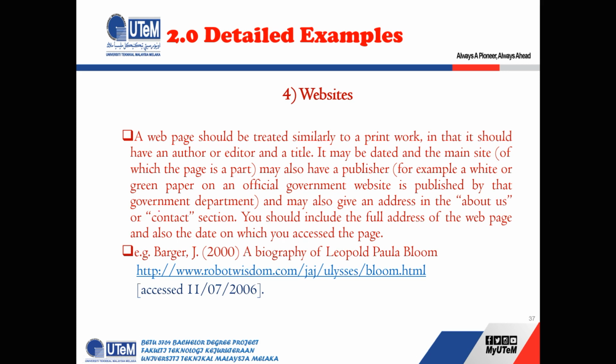So for example, if this article was published on a website, you mention the author name, the year, then give the title, then the website name and when you accessed it. So whenever there is something that you have accessed online, you have to give the website and the access date.